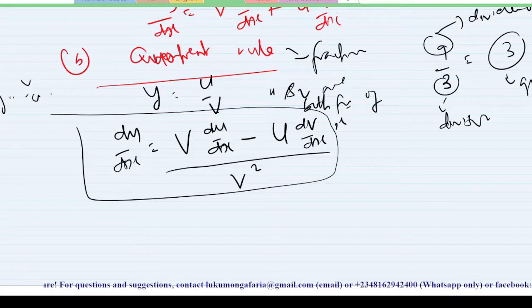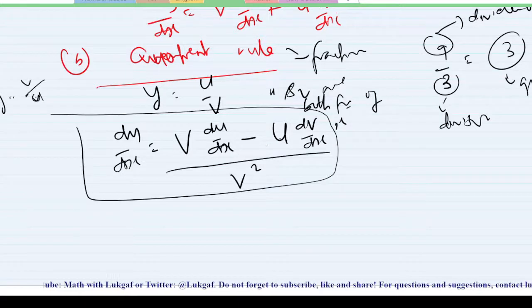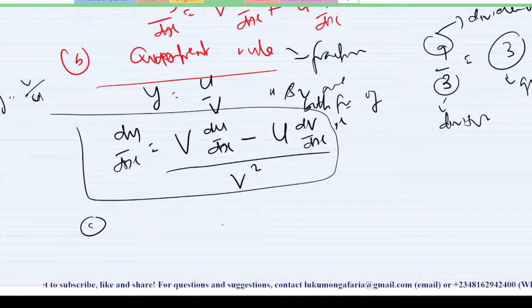So when you have v divided by u, this formula does not hold. It means you are going to have u dv/dx minus v du/dx, all divided by u squared, since you've interchanged the numerator and the denominator. So this is the formula you are going to use. I'm going to give you an example to do that.